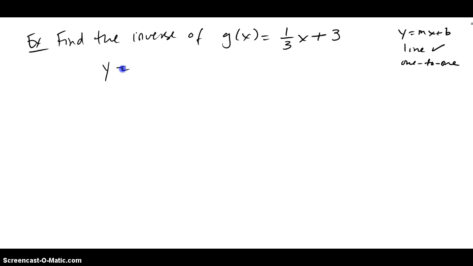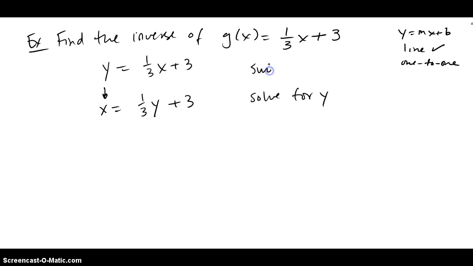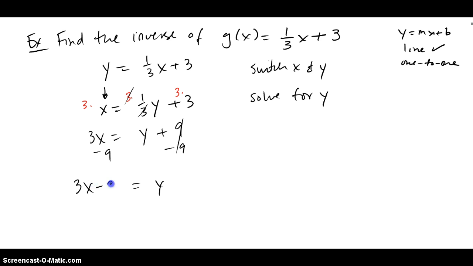Next thing I'm looking at is really y equals 1/3 x plus 3, and I switch the x and y values, switch their roles, and then I'm going to solve for y. So I switched the x and y, and then my next step was solve for y. I'm going to multiply everybody by 3 to get rid of that fraction. That's going to give me 3x equals y plus 9, and then I subtract 9 from both sides, and that's going to give me y equals 3x minus 9.